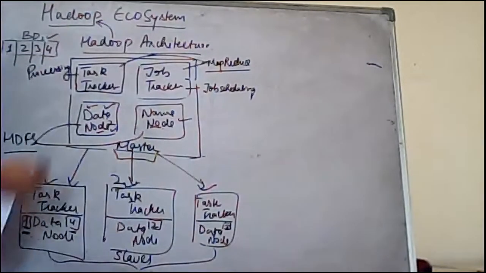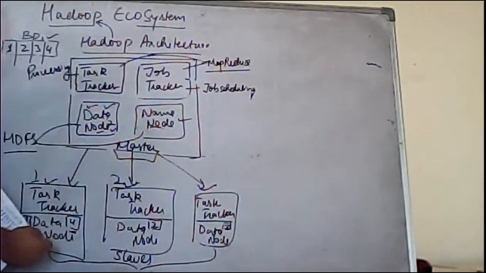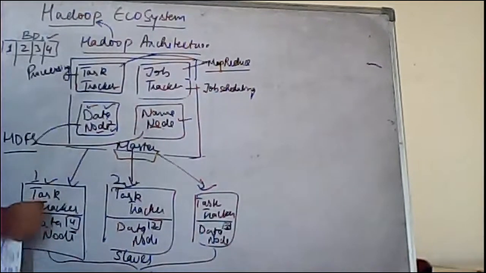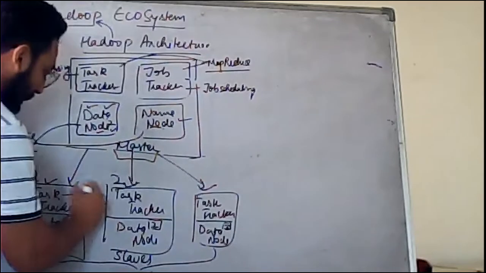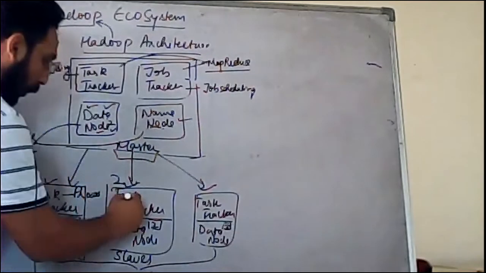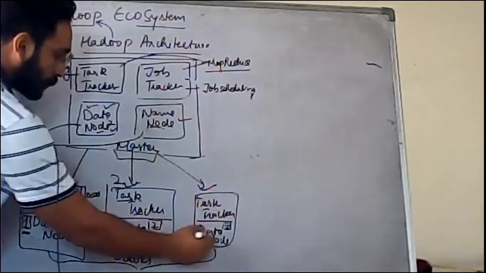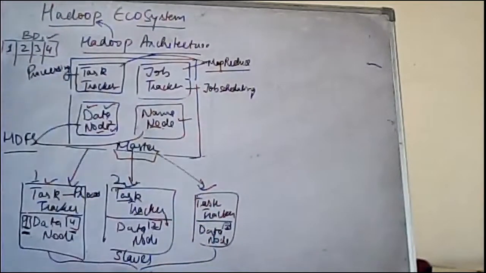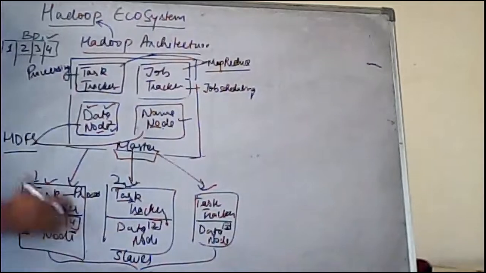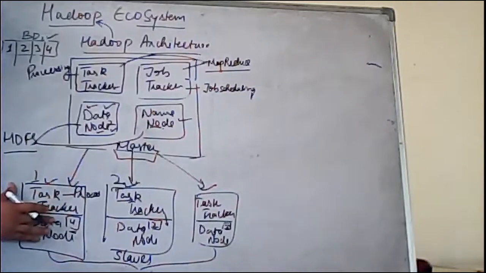Slave nodes have a task tracker and a data node. The data node will store the data. The task tracker will process the data. All these task trackers will process their individual data nodes. They will perform the actual key-value processing. From where? From these data nodes, because the actual data is stored in your data nodes. The task tracker processes this data.